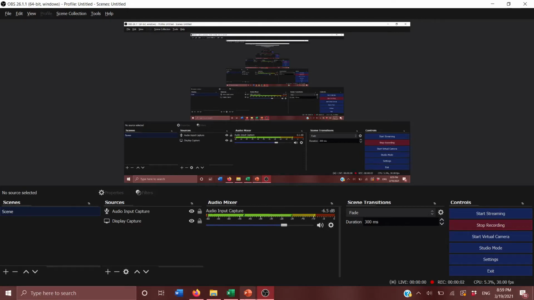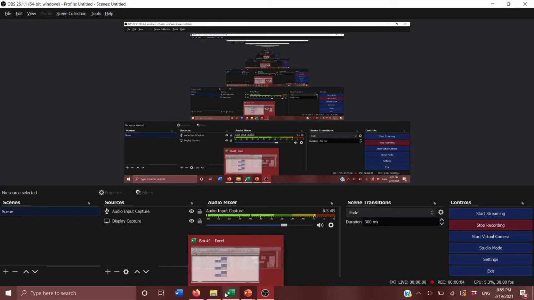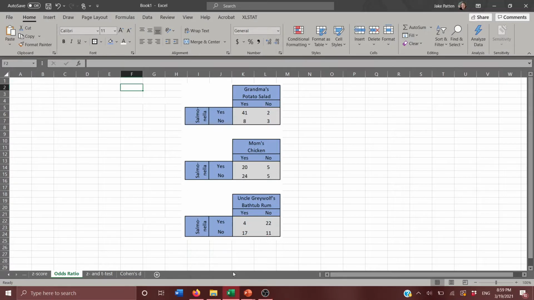All right, for this calculator, we're going to be looking at odds ratio. I've got three different odds ratios here that we're going to be looking at. Imagine that you're at a picnic, a family picnic. Your grandma has made something to bring, your mom's made something, and also your uncle Grey Wolf has made something.